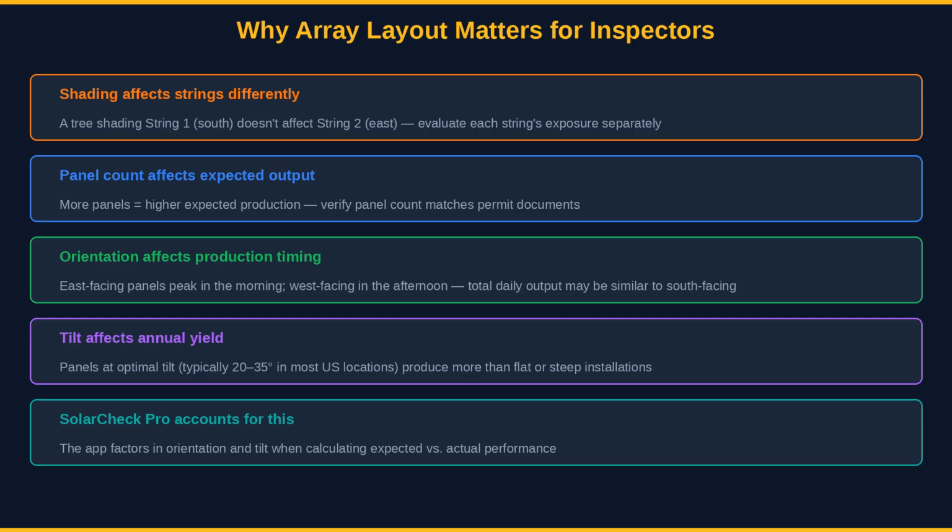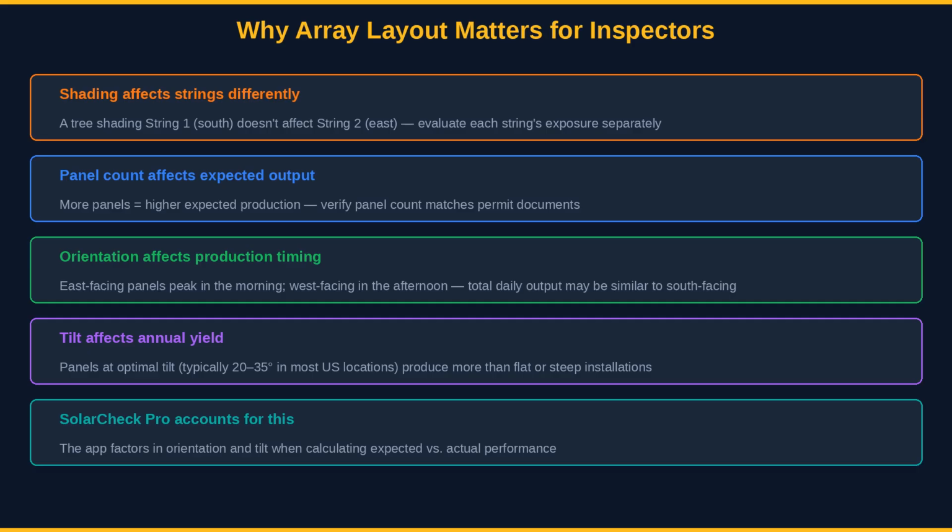Why does all this matter for your inspections? First, shading affects strings differently. A tree shading the south string doesn't affect the east string, so evaluate each string's sun exposure separately. Second, panel count affects expected output. More panels means higher expected production, so verify the count matches the permit documents. Third, orientation affects when production peaks. East-facing panels peak in the morning, west-facing in the afternoon.